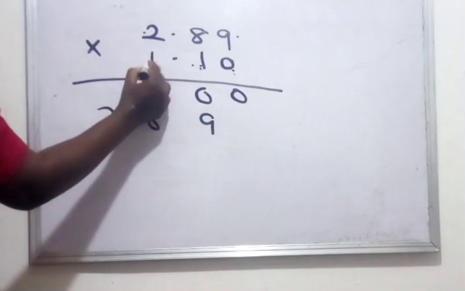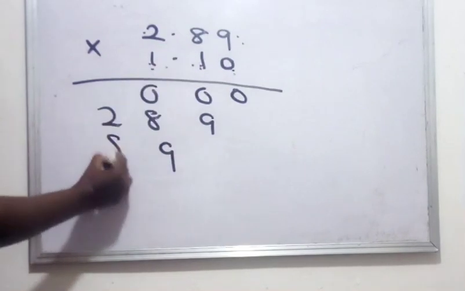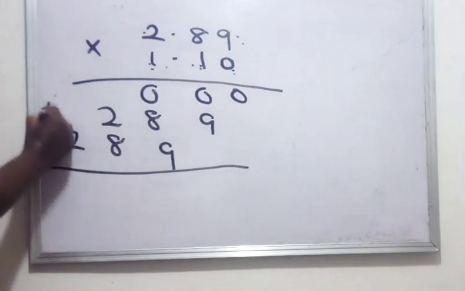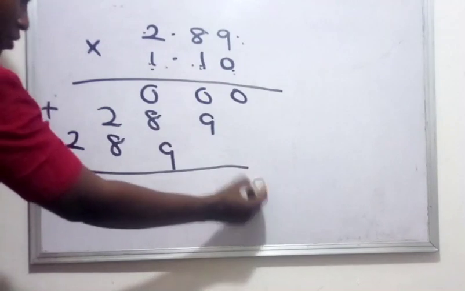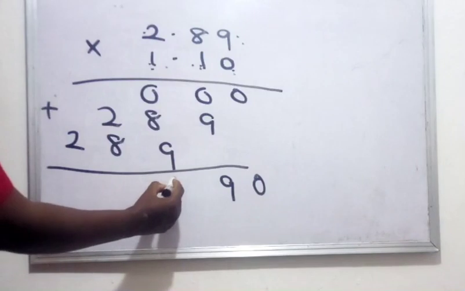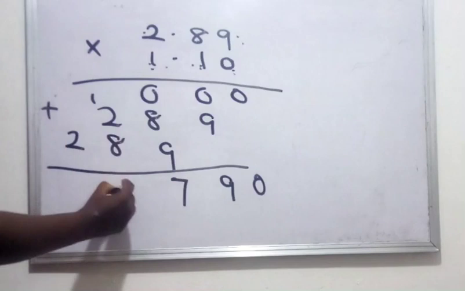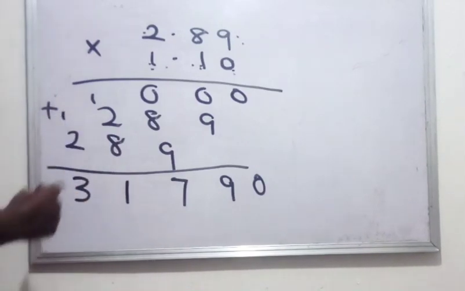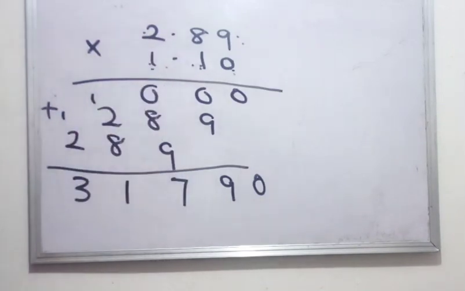We pick the last number. 1 times 9 gives us 9, 1 times 8 gives us 8, 1 times 2 gives us 2. We then have to add. 0 plus nothing gives us 0, 0 plus 9 gives us 9, 0 plus 8 plus 9 gives us 17. 1 plus 2 plus 8 gives us 11, and this becomes 3. If you follow through with the points like this, your answer will be wrong.